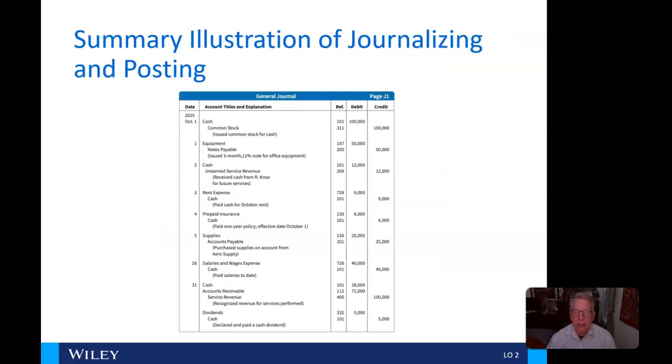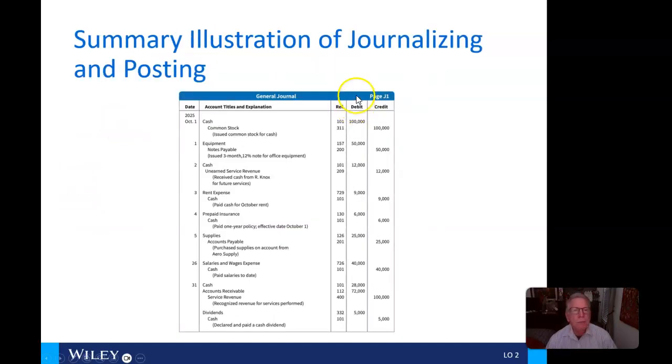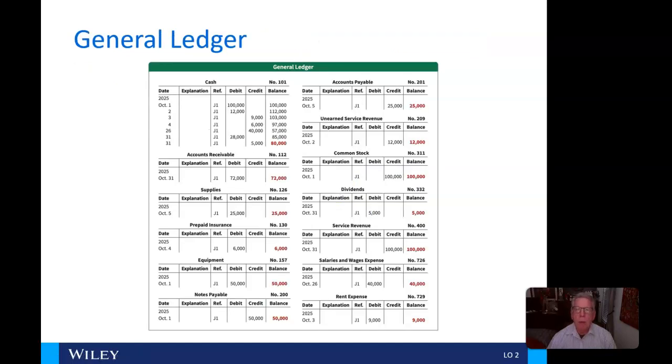Okay, so here is a listing of all those journal entries and what we just posted in the general journal in page number 1 up here. Oops, page 1 up here. And you can see that the posting reference is the general ledger account number. Then we're going to post all these to the general ledger.